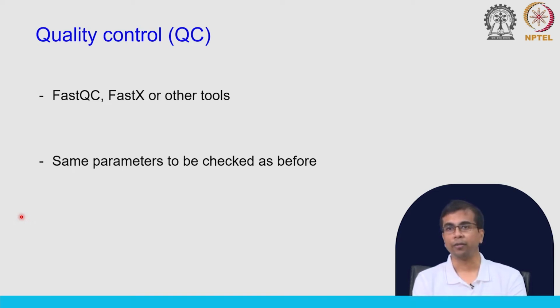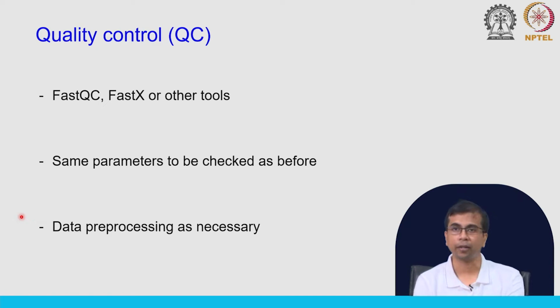So, we use the same parameters that we have checked before. We have to check per base read quality, per sequence read quality, etc., adapter contamination, all those things. We do data pre-processing if it is necessary. For example, if you have adapter contamination, you want to do trimming, or if you have some quality issues, you want to do quality filtering, etc. As necessary, you have to decide on these data pre-processing steps. Again, we have discussed this in much more detail when we talked about the genome data processing, so I am not going to go into that again.